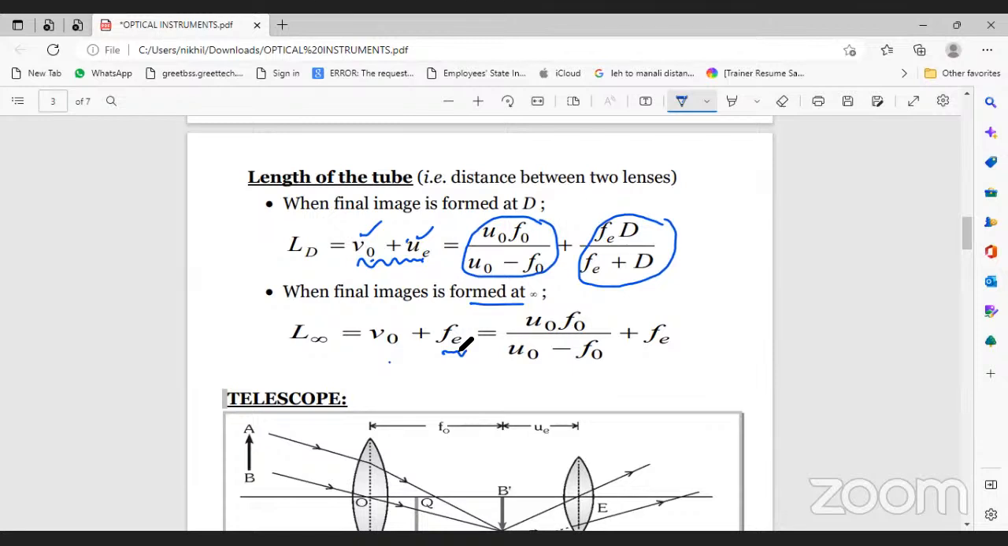If the image is formed at infinity, the object should be placed at the principal focus, no? To get the image at infinity, where should the object be placed? At the principal focus. So you make the object distance of the eyepiece equal to the focal length of the eyepiece. This implies that the object is placed at the principal focus of the eyepiece, so the image will be formed at infinity. At that time, you will get the length of the tube as v naught plus fe.